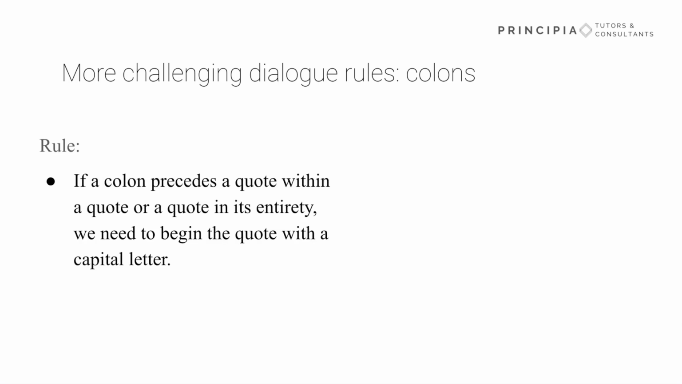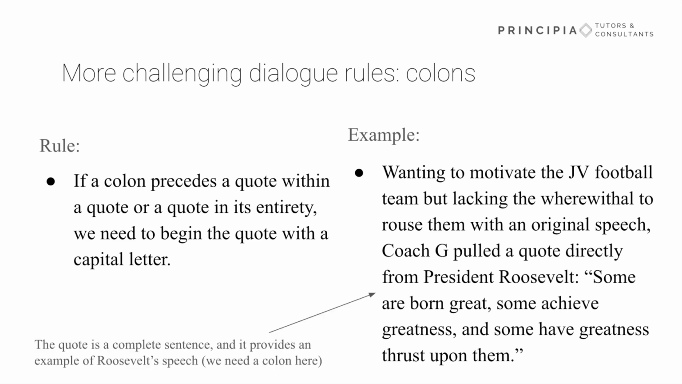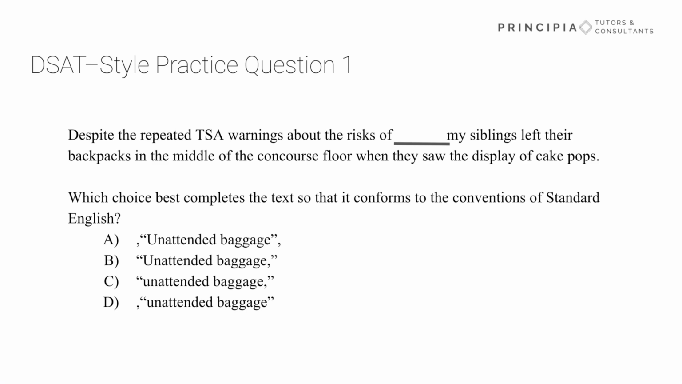Okay. Next rule. If the colon does precede a quote in its entirety, we need to begin with a capital letter. We don't use a comma, however, because the colon will take over that role. So here, Coach G is going to be quoting from President Roosevelt directly, so we need the colon. Again, we're introducing that. Here, since the quote is in its entirety, we need to begin with a capital letter. And so, "Some are born great, some achieve greatness, some have greatness thrust upon them." What we're seeing, complete sentence, provides an example of Roosevelt's speech, just to tie back into our need for that colon.